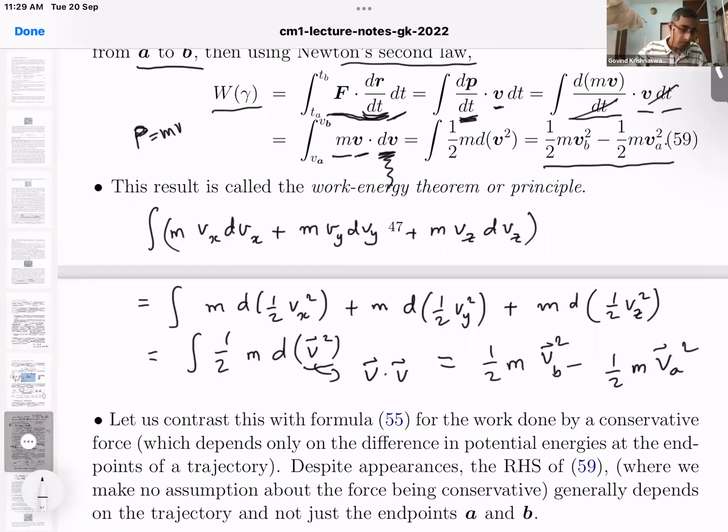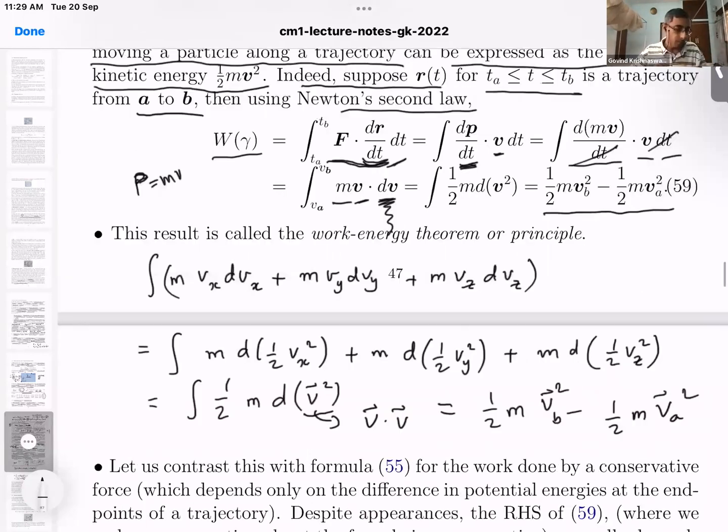We have this remarkably simple and elegant result. The work done by a force, no assumption about being conservative has been made. Of course, we have assumed that it is a trajectory, so Newton's second law has been used.